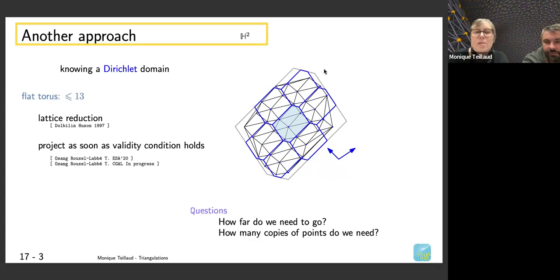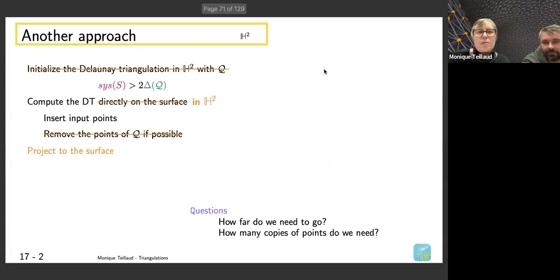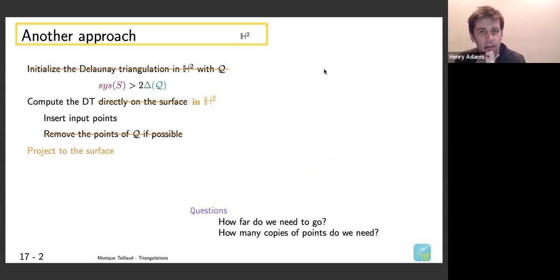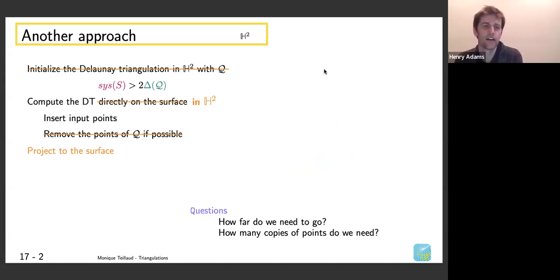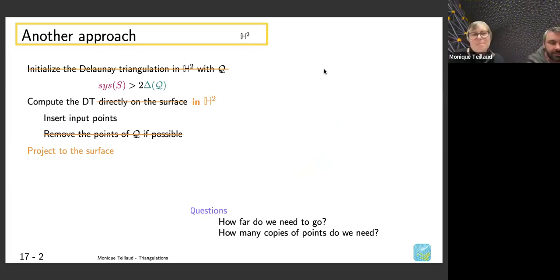But there's no miracle. It's just that we have this condition. The approach with the dummy points was to reduce this delta, and the approach with copies of points is more or less dual. It is to increase, not really the systole because we don't have a surface anymore, but to increase the size of the domain, to have a similar inequality. If you have an inequality, to make it valid, you either decrease the small term or you increase the upper bound, and you manage.